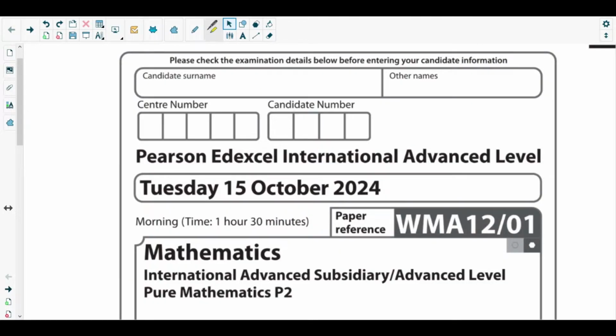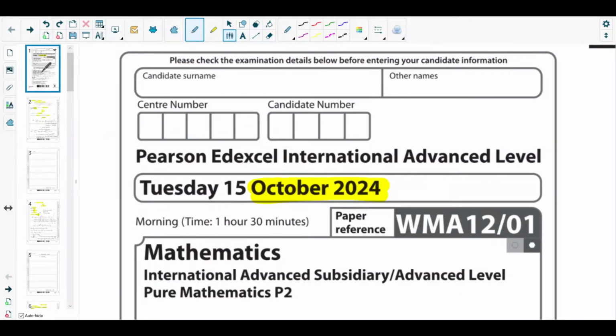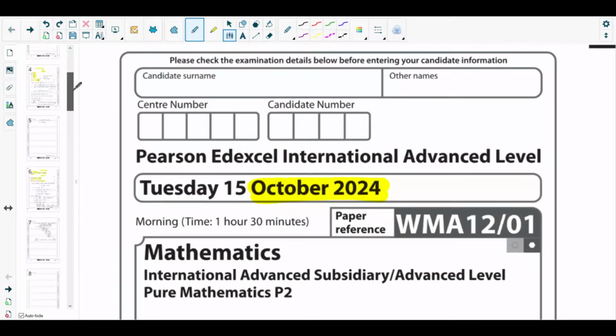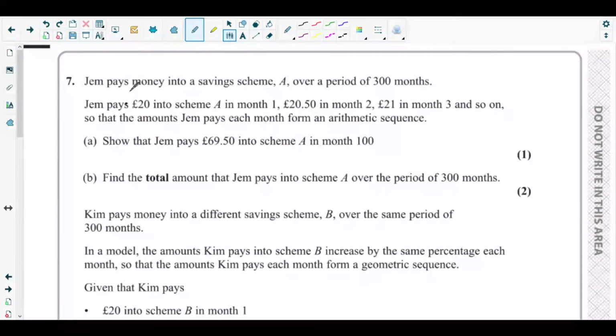In this video, we will be solving question number 7 from the Pure Mathematics 2 October 2024 P2 paper. Let's see what question number 7 from this most recent P2 paper is about. Here you go, you can see question number 7 on the screen.